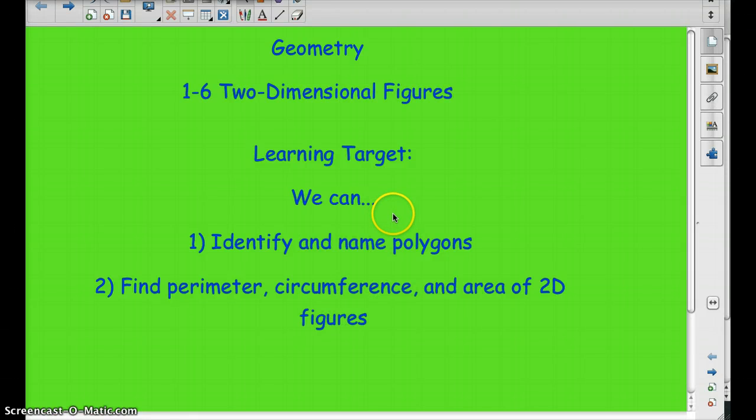Hello, geometry students. We are going to start 1-6 two-dimensional figures. And in this lesson, we can identify and name polygons, and then we can find perimeter, circumference, and area of two-dimensional figures.